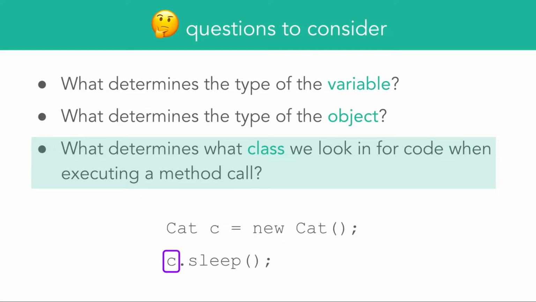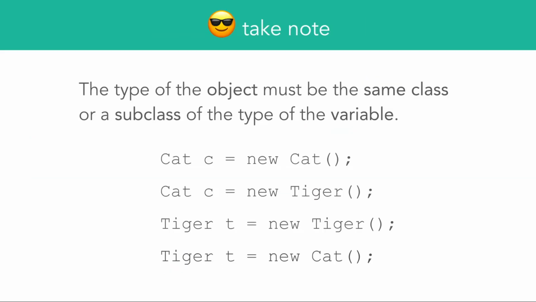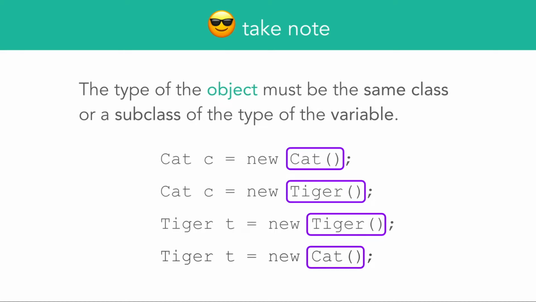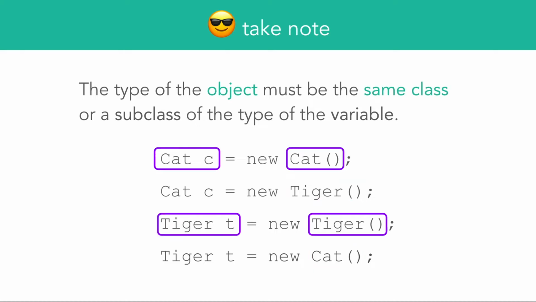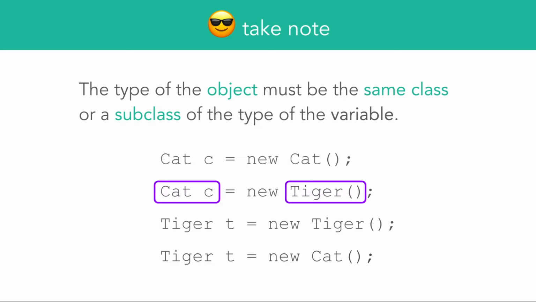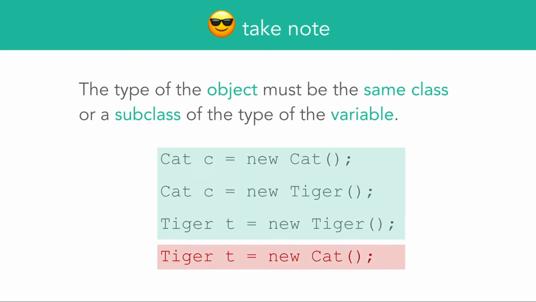What determines what class we look in for code when executing a method call? The type of the object calling the method determines what class we look in for code when executing a method call during runtime. The type of the object must be the same class or a subclass of the type of the variable. As you can see, the last line of code is not valid as it does not meet the requirements of the statement above.